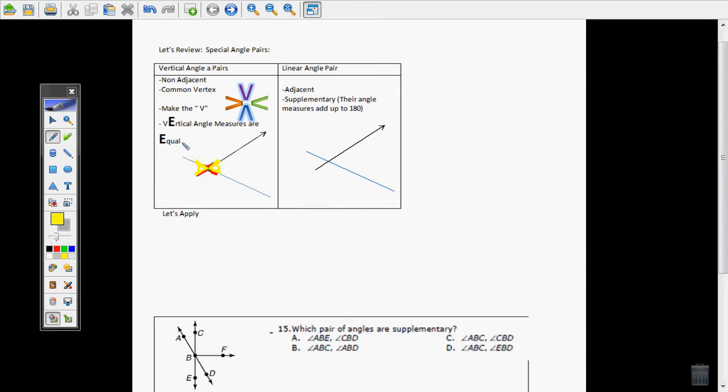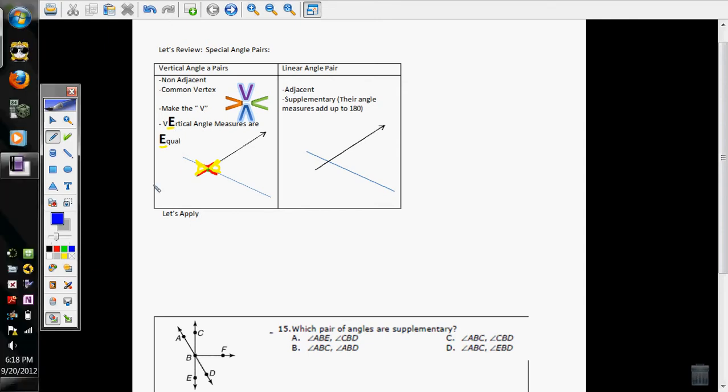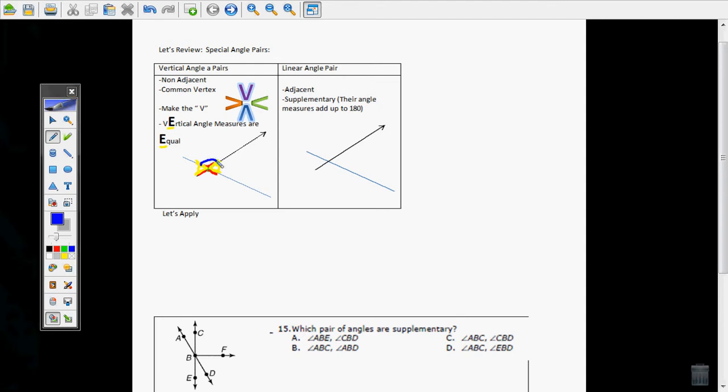And one thing that it's important to remember is that vertical angle measures are equal. Vertical angle measures are equal. So they make the V and their measures are equal. So when we label that, we can say that this angle right here and this angle right here are the same because they're vertical. Then this angle right here, I'm going to use a different marking for that one, and this angle right here, they are congruent. So that's a special property that we need to remember for vertical angle pairs.